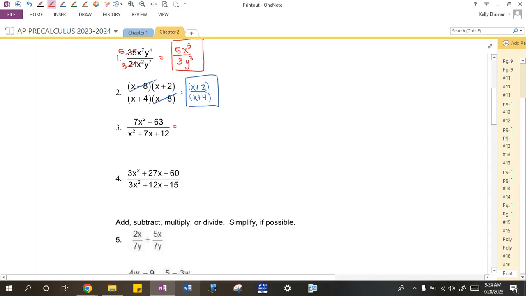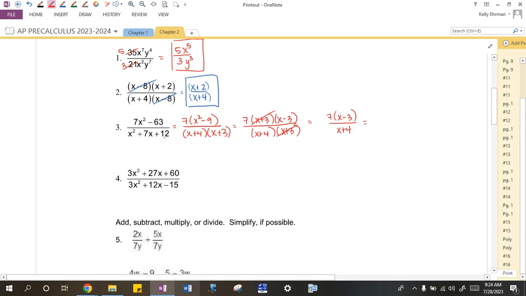For our next one, I see a GCF of 7 in the numerator. The denominator is a trinomial. We've got to multiply to 12 and add to 7. X squared minus 9 factors further. X plus 3's can divide out to 1. So here's one where I can leave this 7 times x minus 3 over x plus 4. I'm perfectly happy with that answer.